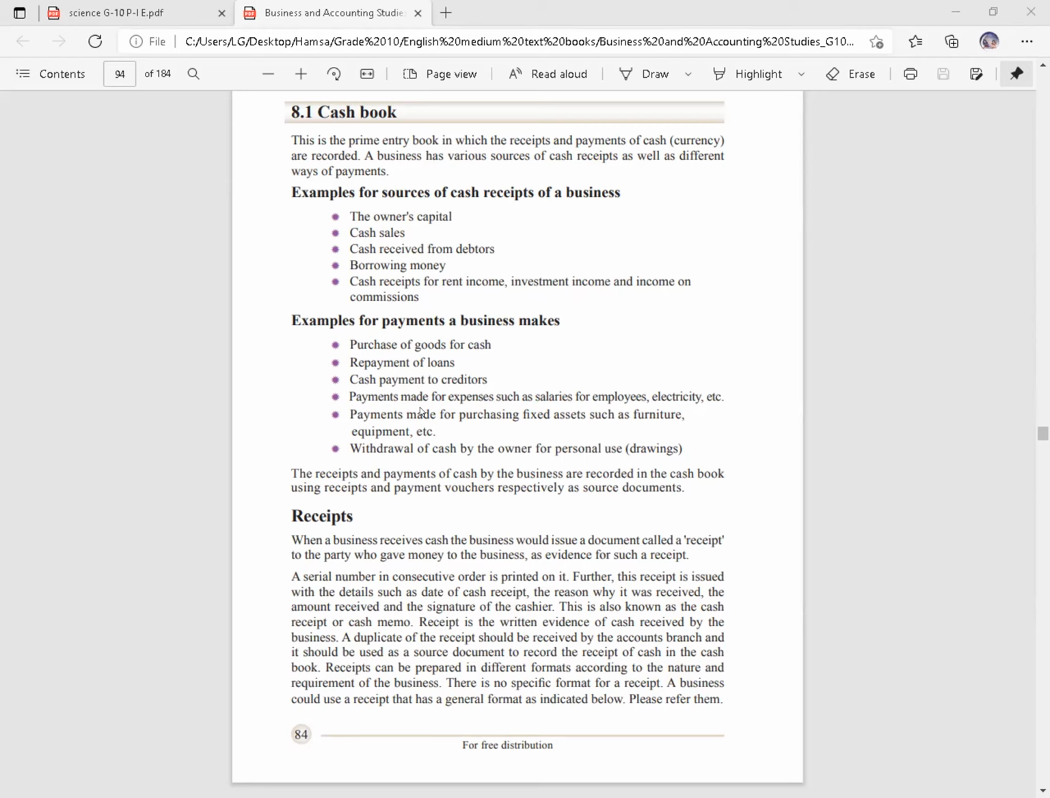So payments will be recorded on the credit side of the cash book. All the cash receipts are recorded on the debit side, and all the cash payments are recorded on the credit side of the business, right? So these are a few examples of cash receipts and cash payments that a business can make, right?